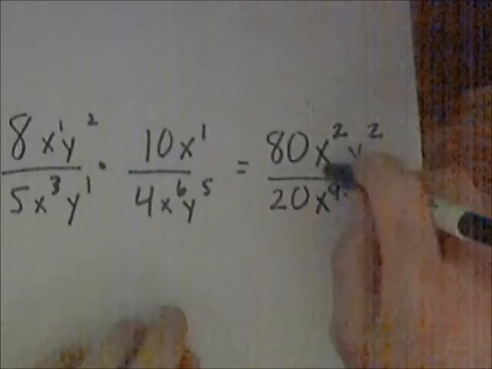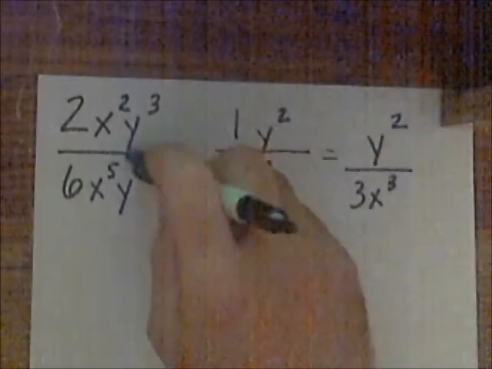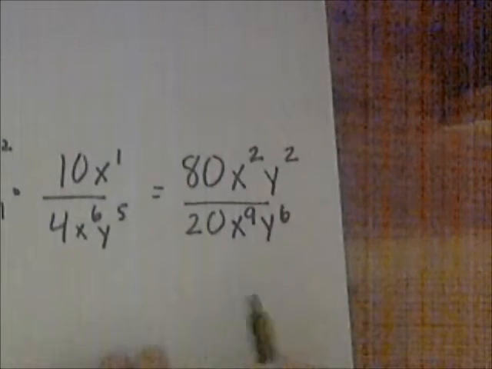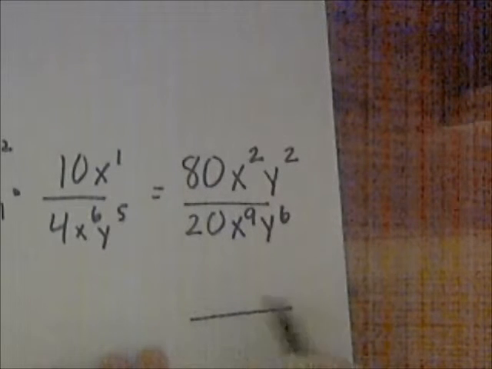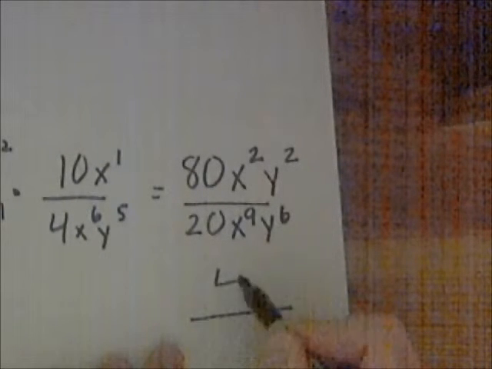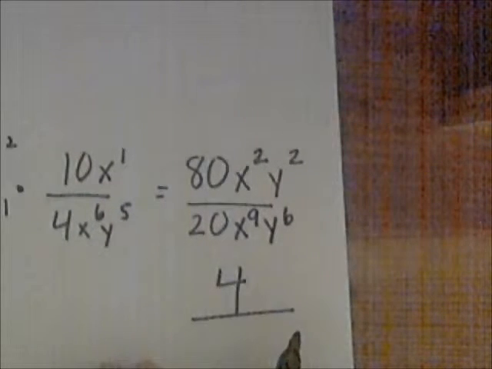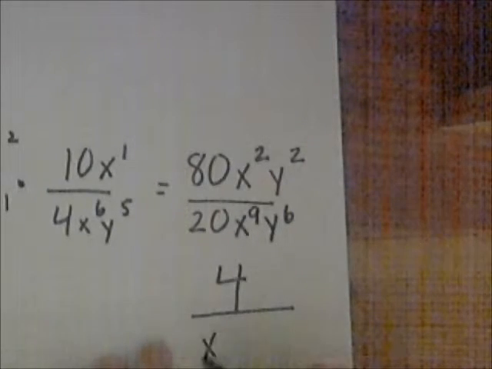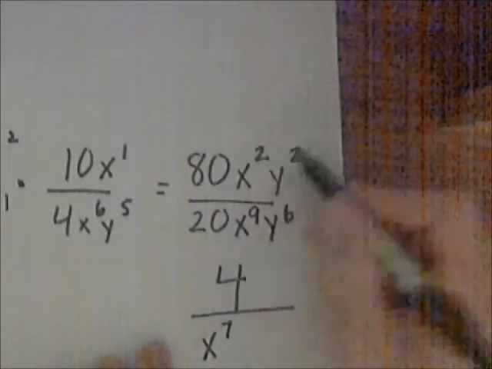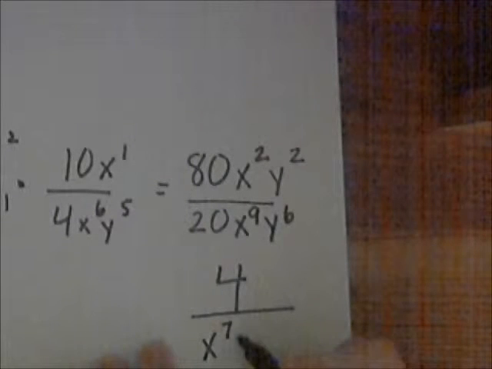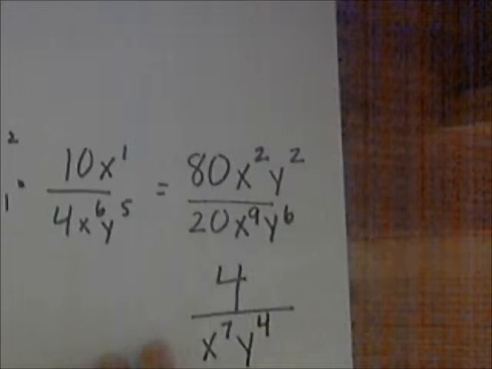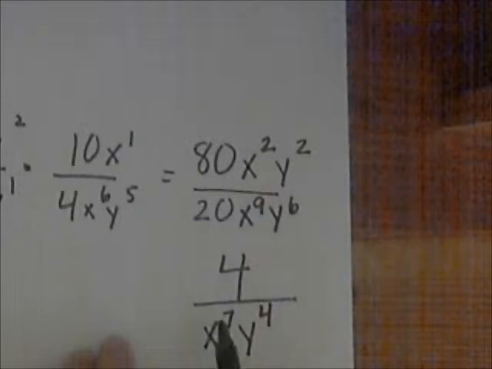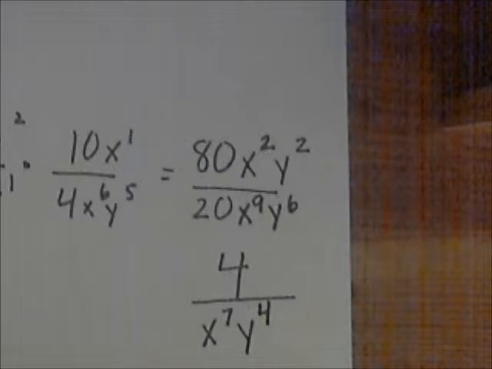And now here we're in the same situation as we were right here. You're going to reduce this fraction. 80 over 20 is 4. Think of it as 4 over 1. I'm going to hold off on writing that 1 until I know I need it. So it's 4 on top and a 1 on the bottom. But if you look here, we're going to have 7 x's on the bottom because there's an extra 7 down here. 9 minus 2 is 7. And we have 4 extra y's on the bottom. So the product is 4 over x to the 7th, y to the 4th.